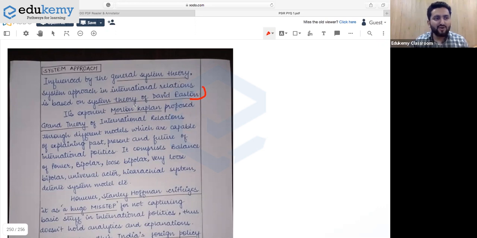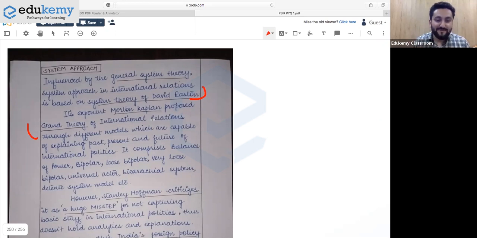Morton Kaplan was saying, when other scholars are saying that international politics is anarchical, there is no order, there cannot be one theory, I'm going to build a theory and this is going to be called the grand theory of international relations. Although these ideas of Morton Kaplan were outrightly rejected by many scholars, but थोड़ा वो सम्मान तो देना चाहिए, try तो किया था Morton Kaplan ने, right?